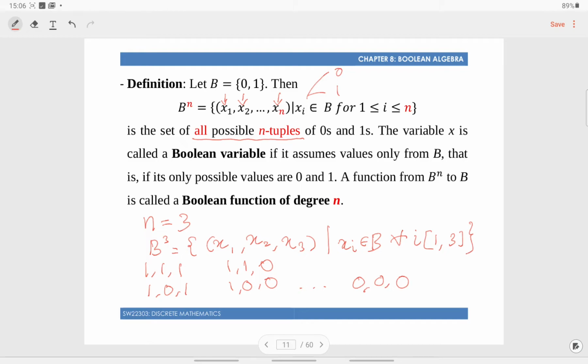The variable x is called a Boolean variable. So this is our Boolean variable. We have 3 here for the case n equal to 3. If it assumes values only from B, it is only 0 or 1. Alright, that is, if its only possible values are 0 and 1, a function from this set to this set, from Bn to B, is called a Boolean function of degree n. Okay, we are referring to the value of n representing the degree of the function.